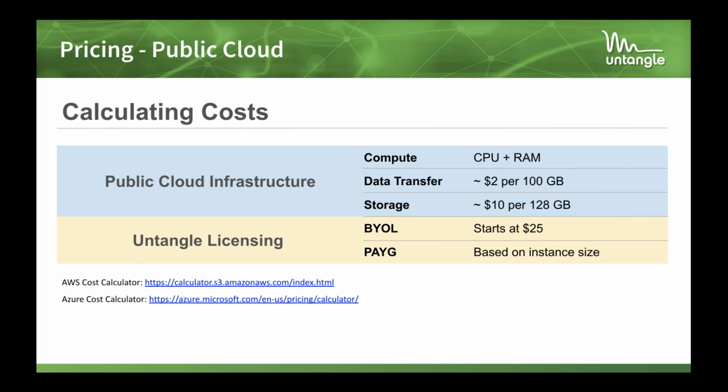As far as the Untangle licensing, if you choose the BYOL, it's going to start at $25 per month. If you do the pay-as-you-go, it's going to depend on the size of the instance that you choose. Similar to the way we do unlimited licensing for our hardware appliances, where an unlimited license for a Z4, for example, is going to cost less than for a Z12, because it's tied to the size of the appliance. As you'll find when you do the cost calculations and in the following examples, the pay-as-you-go licensing cost is tied to the size of the instance.